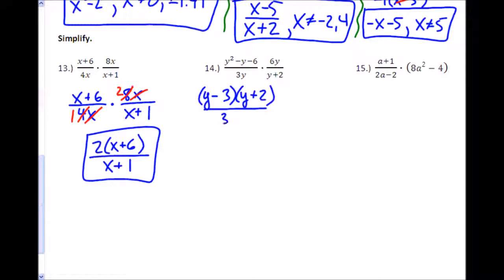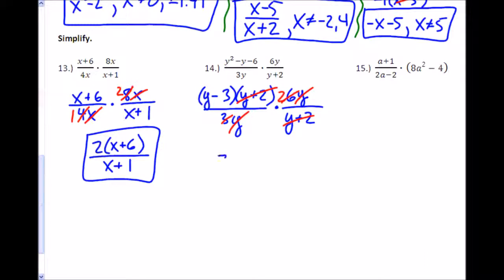The denominator is already factored as far as it can be, a 3 times y. Numerator over here is already factored, and denominator over here is already factored. Now I cancel out any common factors. The y plus 2's cancel out. The y's over here cancel out, and the 6 and the 3 reduce to a 2 and a 1.